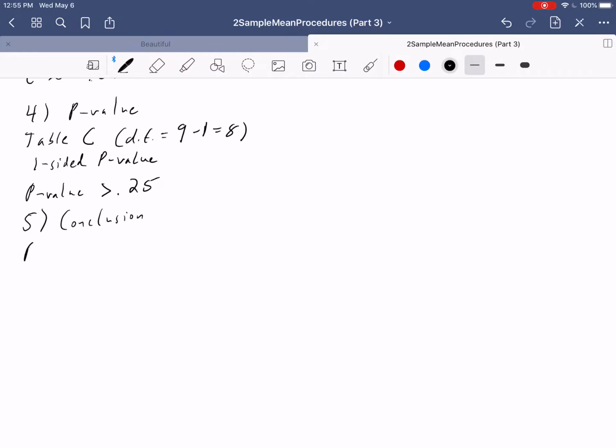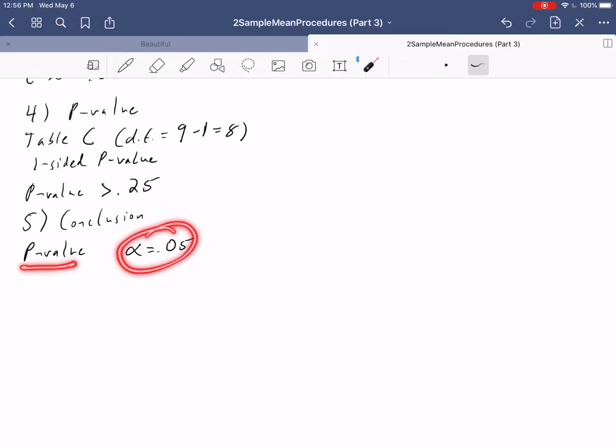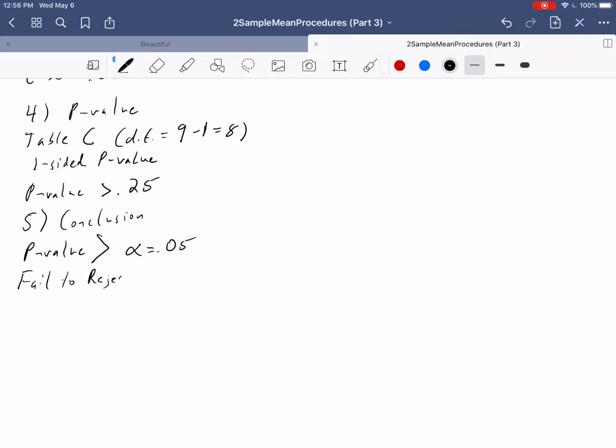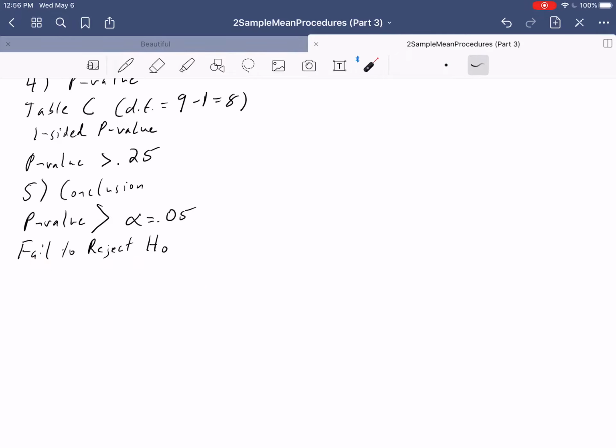Okay, for our conclusion, we can take that p-value, compare it against the alpha that was stated in the problem, which was 0.05. How does this p-value compare against that alpha of 0.05? Well, if the p-value is larger than 0.25, it is certainly larger than 0.05. So the p-value would be larger here. Whenever the p-value is larger, we would fail to reject the null hypothesis. So we failed to throw out the original assumption. That means we failed to find evidence.